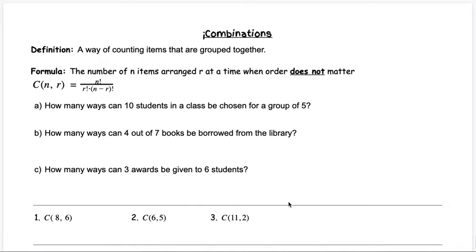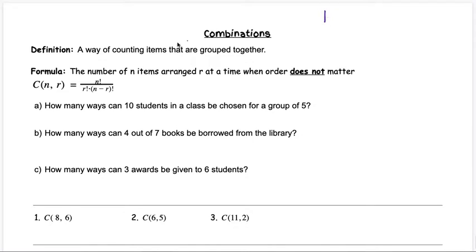Combinations. The first thing I really want to highlight is the idea that combinations are very different from permutations, in particular in terms of the order not mattering. I really want to highlight what it means for an order to matter versus an order to not matter. Let's look at one of the examples we had from the previous lesson.